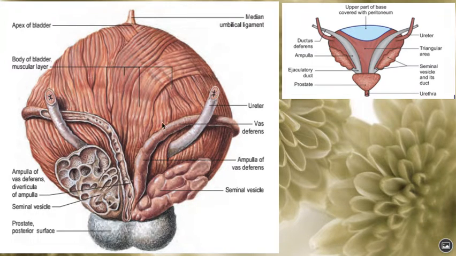Here, this is the posterior surface of the urinary bladder. It's the triangular area over here. You can see the upper part covered with the peritoneum, right? These are the seminal vesicles. This is the prostate gland. This is the seminal vesicle, and this triangular area, okay, this triangular area is basically the fascia related to the fascia of Denonvilliers.